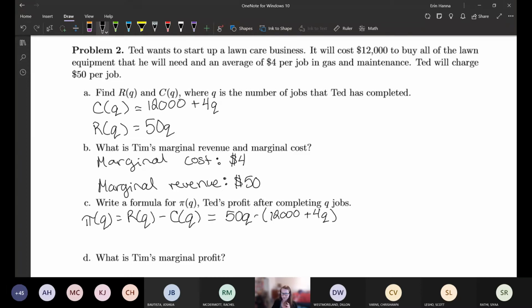The reason you have to put it in parentheses is because we need to distribute that negative. And if you don't put the parentheses, you might forget that there's a negative to distribute. So we technically have 50Q minus 4Q, which will be 46Q, minus 12,000. If I didn't have those parentheses there, you might have had 54Q, which would have been real bad.